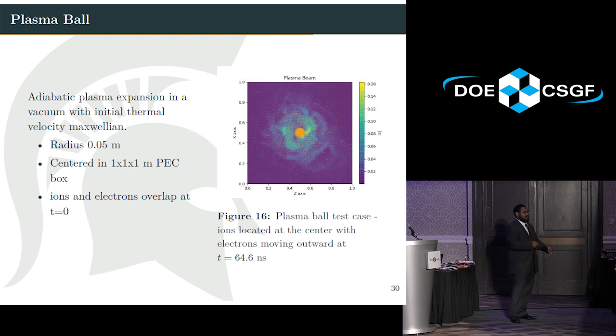Furthermore, to make sure that we have nice charge conservation and current continuity, we have a plasma ball where we have an overlap of electrons and protons such that the initial fields are 0, but we just let that relax. The ions are very heavy. And we note that as we let it evolve in time, we don't see any hot spots, that we aren't collecting charge in weird ways.